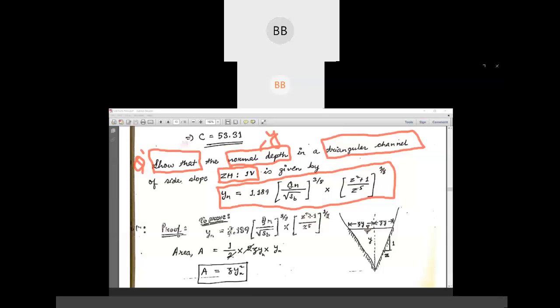is followed by this expression. So kindly write down the equation.